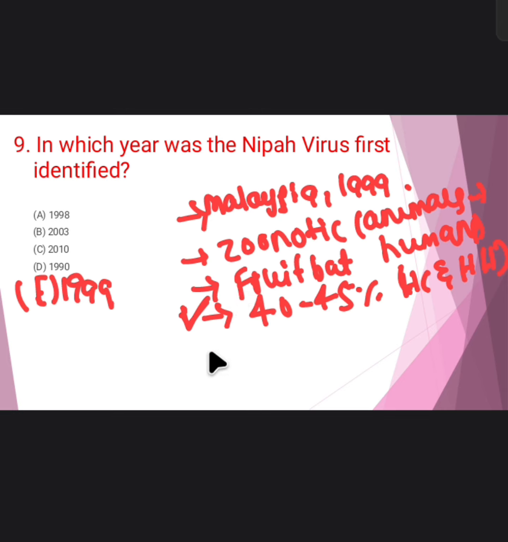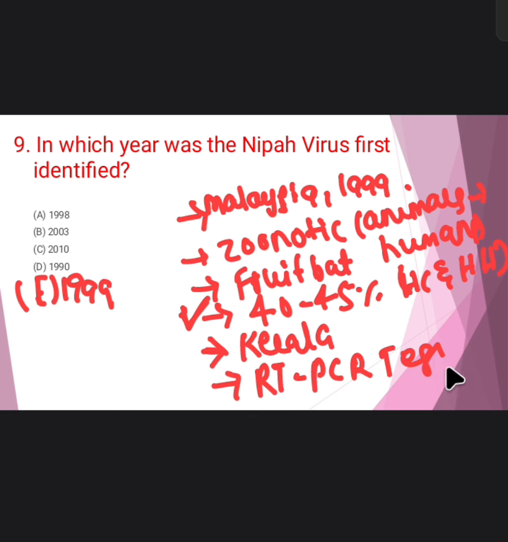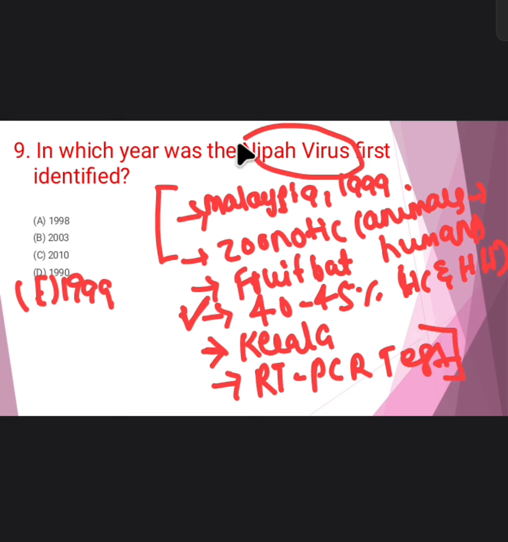And this Nipah virus, these cases were reported in the state of Kerala, and this case was diagnosed through RT-PCR test. So all these points were also important. These are related to Nipah virus. This was first identified in 1999. Hence option A, 1999, is the correct answer. But the point is 1999 is the correct answer for this question.